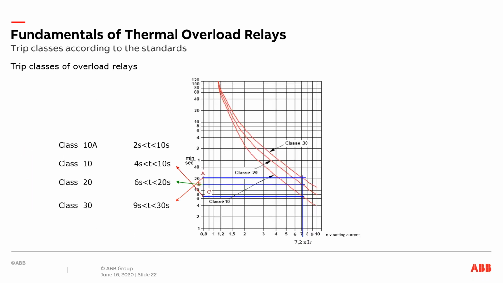Now you can see, for the same 7.2 times the rated current, you have different tripping times for different classes. For class 10, it is around 7 seconds. For class 20, it is around 15, and for class 30 it is again around 22 or something. So for different classes, you have different trip times.